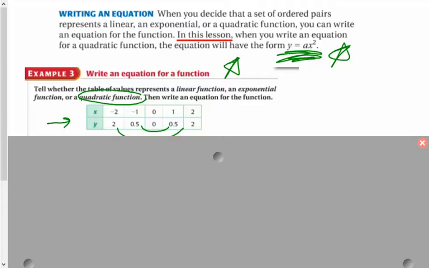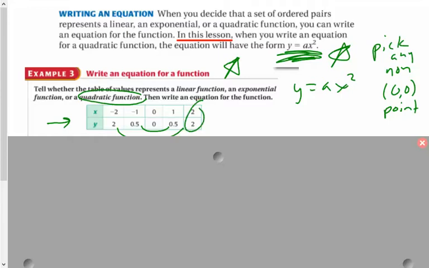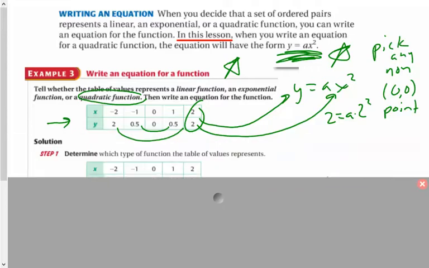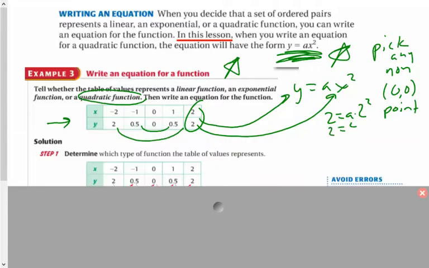So what we want to do is we want to just go y equals ax squared, pick any non-0, 0 point. Plug it in. So I'm just going to use 2 and 2. So plug in 2, plug in 2. So 2 equals a times 2 squared. And then divide by 4. So a equals 1/2. So equation is y equals 1/2 x squared.